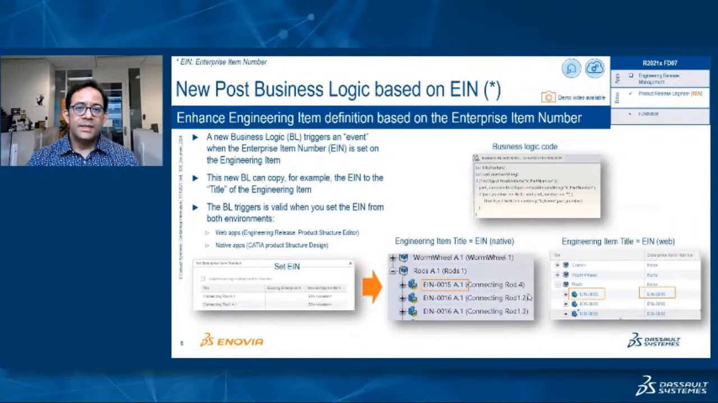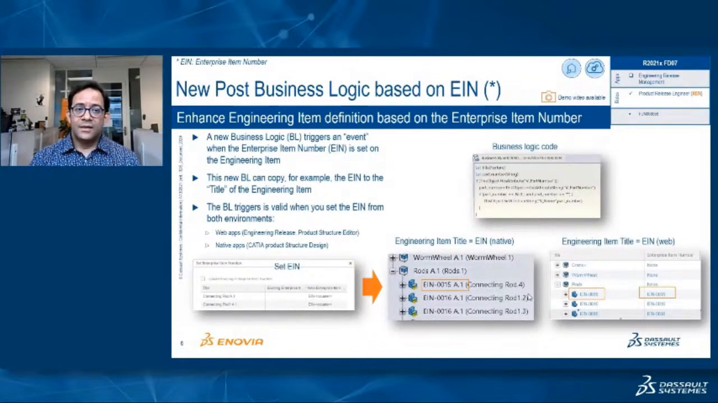There is also a new business logic, which is available for both native and web app. And it's a post-business logic, which is based on the enterprise item number. The idea is that when I create or modify an enterprise item number, this content needs to be visible somewhere else, needs to be copied into another attribute of the engineering item.